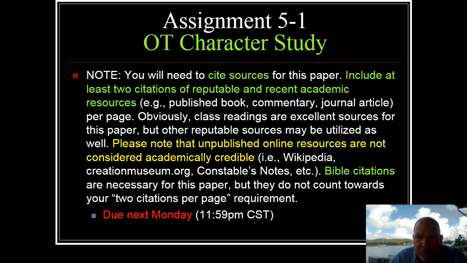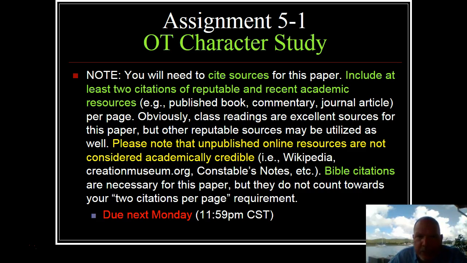An academic source is a published book, a commentary, a journal. Wikipedia and a lot of other websites are not included. Where it says recent academic resources, I'm looking for works that are done in the last 30 years. If you go back too far, it is in fact dated and would need to be updated with a more recent source. So stay within the last 30 years of scholarship for the paper.